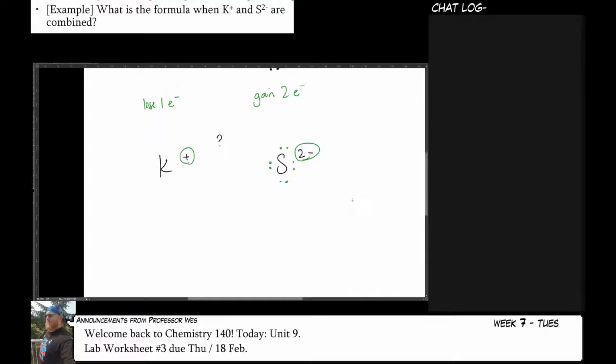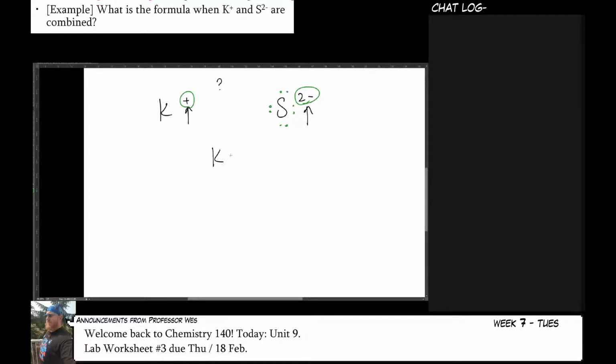Now that we know that these are the ions that form, let's talk about how we make the ionic compound. Each potassium is going to have a positive 1 charge as an ion, and each sulfur is going to have a charge of -2. So let's suppose that I put these together and I did this. What would the total charge be?